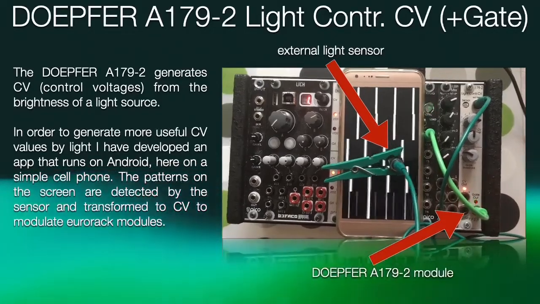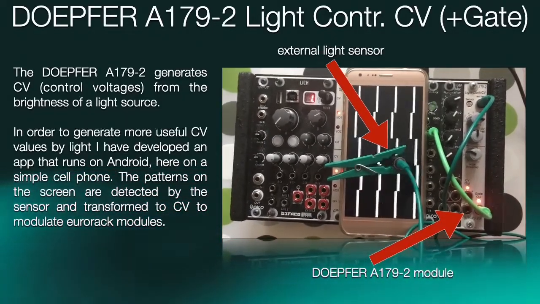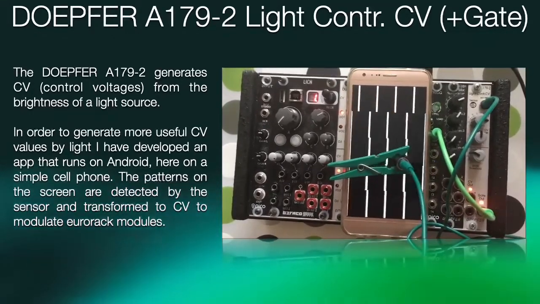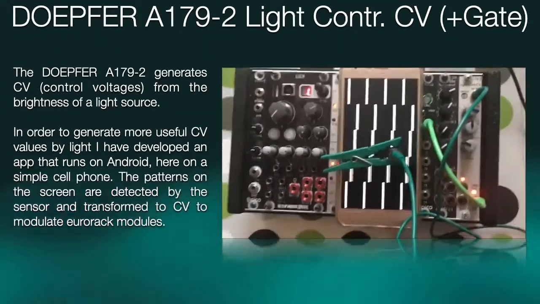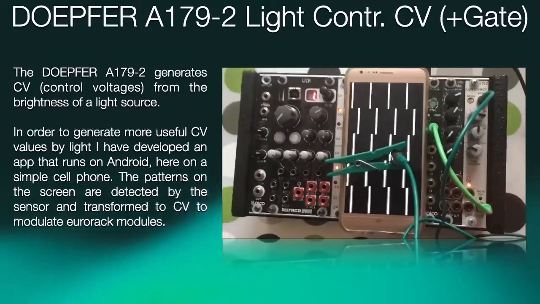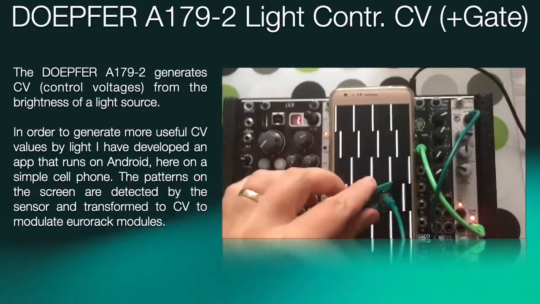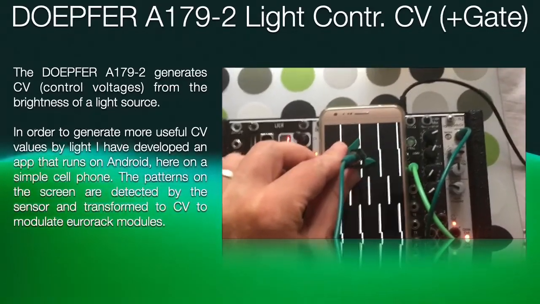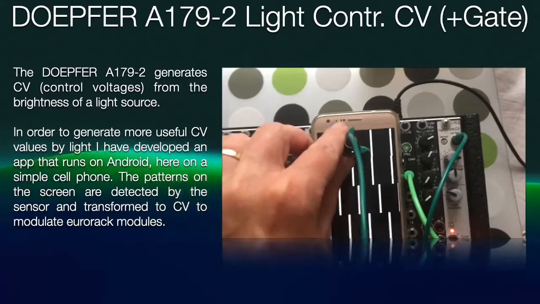The DOEPFER A-179-2 generates CV control voltages from the brightness of a light source. In order to generate more useful CV values by light, I have developed an app that runs on Android, here on a simple cell phone. The patterns on the screen are detected by the sensor and transformed to CV to modulate Eurorack modules.